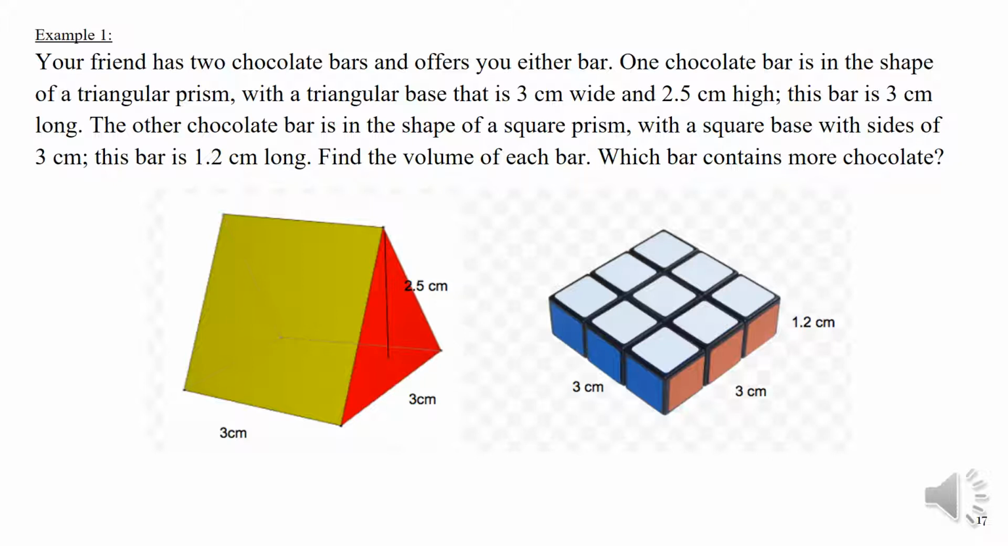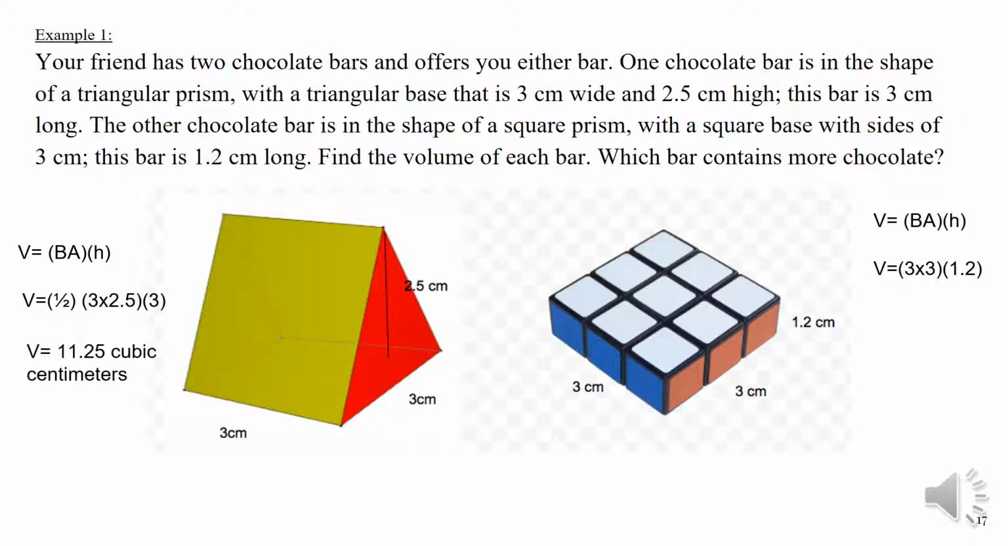To find out which one contains more chocolate, we need to find the volume of both. Because they're both prisms, they have the exact same volume equation. However, the numbers that we're plugging in change. Our base shape on the left is a triangle, and so we have to find the area of the triangle, which would be 1/2 times 3 times 2.5. We then need to multiply that by height, or how long the chocolate bar is, which is 3, thus giving us a volume of 11.25 cubic centimeters.